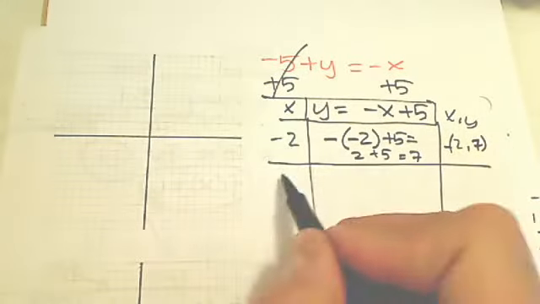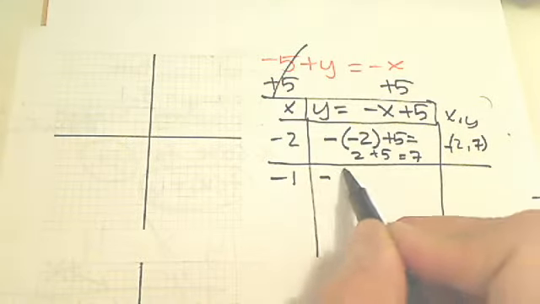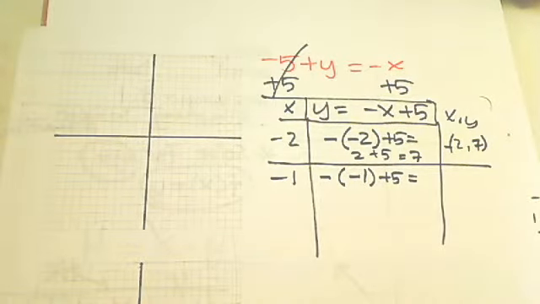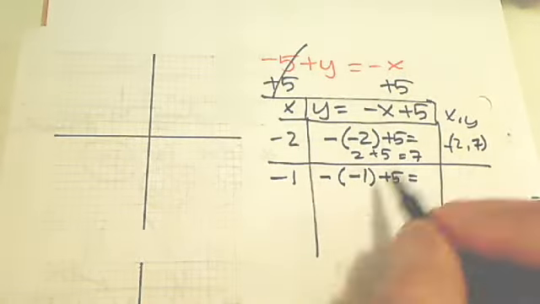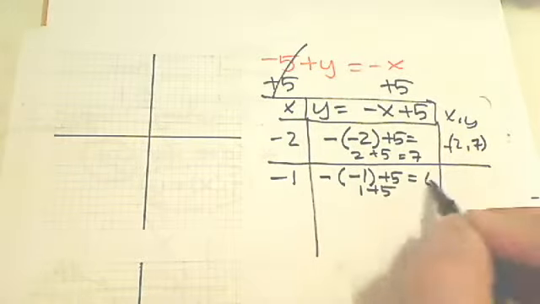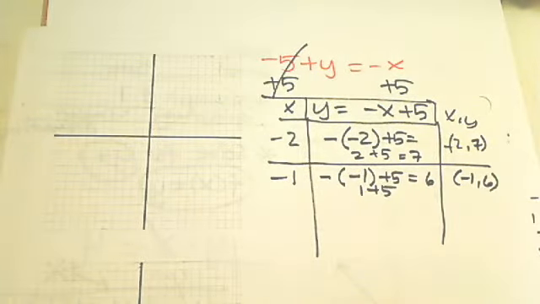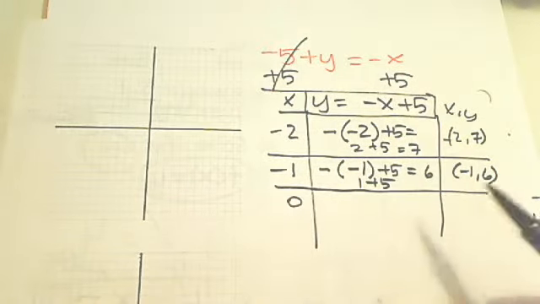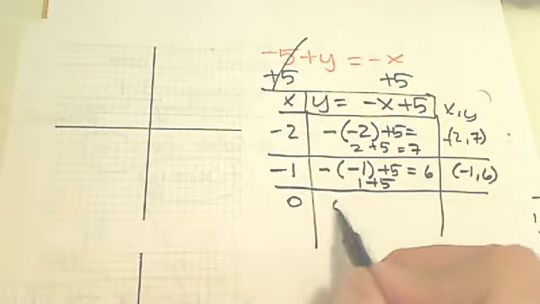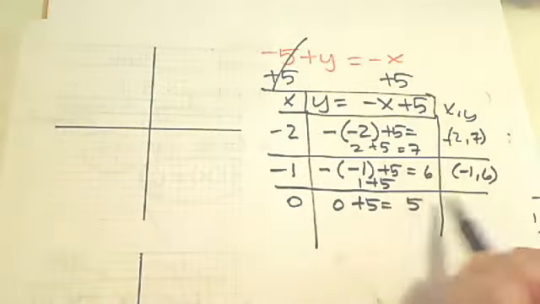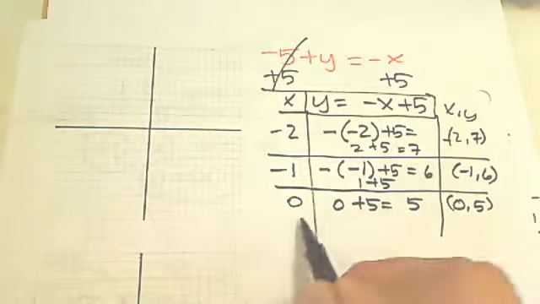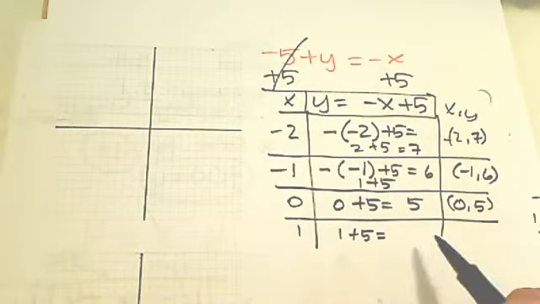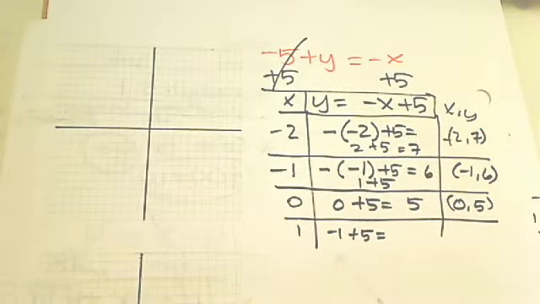Let's do 1, negative 1. Negative sign, parentheses, negative 1 plus 5. That'll be 1 plus 5 is 6. Negative 1, 6. 0. 0 cannot be negative. 0 plus 5 is 5. 0, 5. 1. Oh, wait, no, sorry. Negative 1 plus 5. Sorry, negative 1 plus 5.